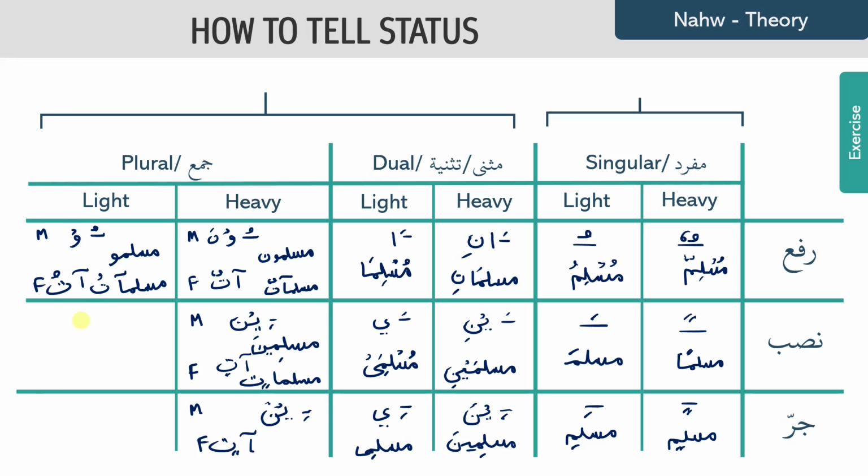And the light version is e for the masculine, so that's muslimi, and the dual was muslimay. This is muslimi. And for the feminine version it is ati, so muslimati. And the light version in halat jar again is e, so muslimi. And for the feminine version it is ati, so muslimati.